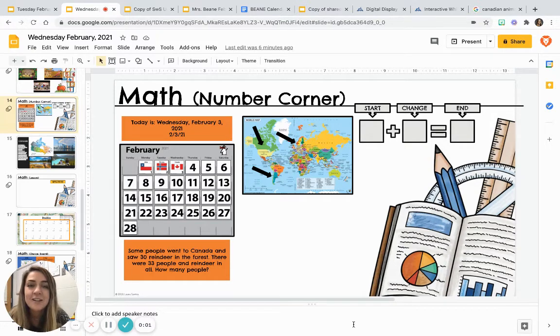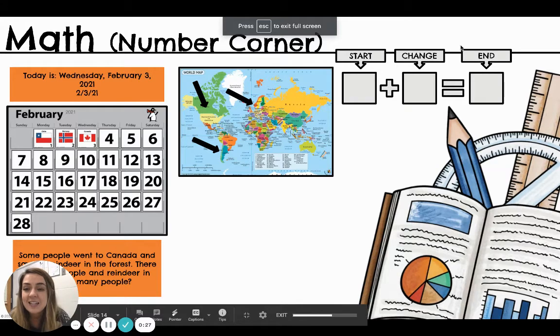Good morning, second graders. It is Wednesday, February 3rd, 2021, and it is time for Number Corner. So this month, all of our calendar marker cards have to do with different flags. And I told you that at some point this month, we're going to be talking about something about the flags. So I have flipped over today's flag. And here's what it looks like.